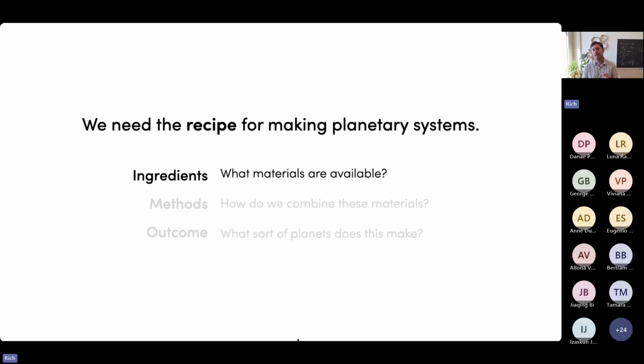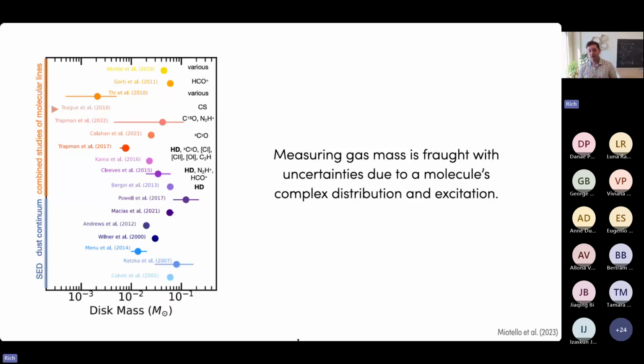So the first one we're going to talk about is the materials. What materials are available to form planetary systems? Now, I'm sure everyone here is well aware of the problems and challenges associated with trying to measure the mass in a protoplanetary disk. This figure from Anna Miotello's PP7 review chapter, I think, really nicely highlights it, that even for one of the most well-studied sources, TW Hydra, we have a huge range of inferred disk masses, depending on the methods that you use or the particular tracers that you're using.